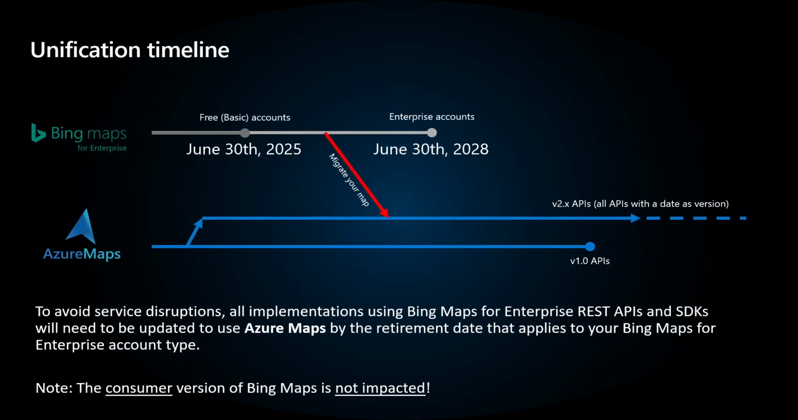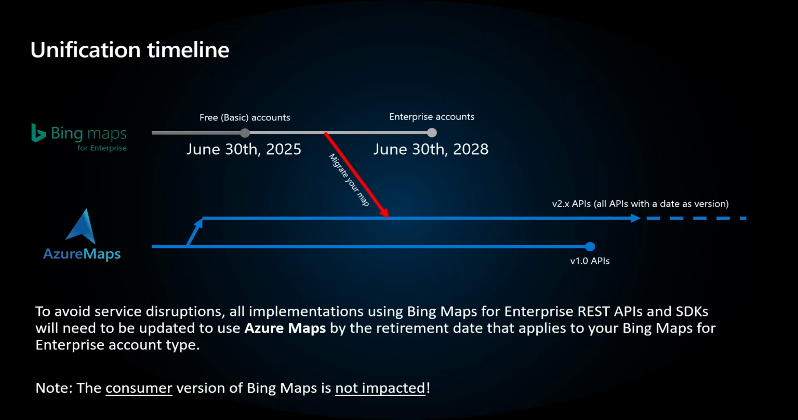So what is the timeline for our unification process? Actually, it has already started. For the last one and a half years, in our backends, we have been working on bringing the Bing Maps for Enterprise capabilities and services to Azure Maps, so that we have one enterprise mapping solution for the way forward, and that is called Azure Maps.